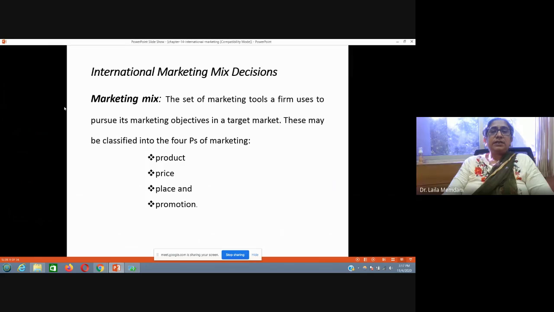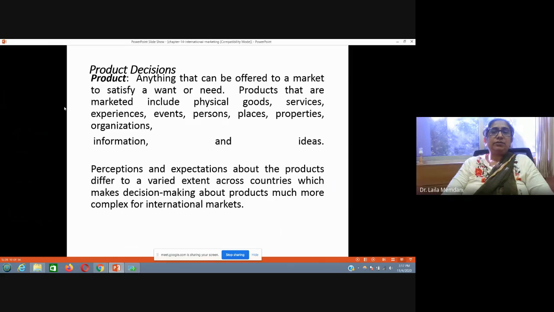International marketing mix. There are four P's of marketing, and in domestic marketing, all of you are well aware of these: product, price, place, and promotion. In international marketing, of course, you have to be a bit careful. For the product decision, the perceptions and expectations of people vary across countries. Different countries have different perceptions about the product, and therefore it is a bit complex.